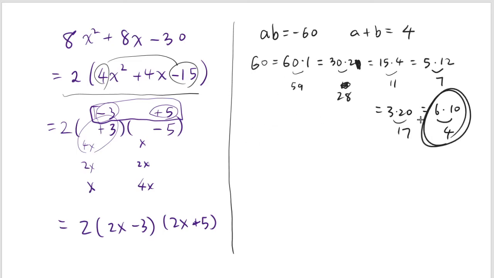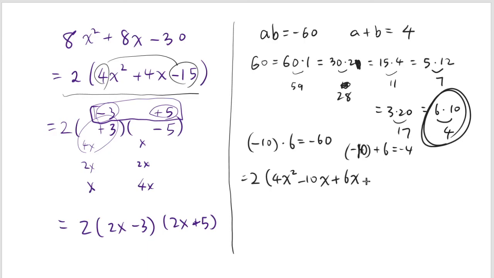Okay, once you've figured out the two numbers whose difference is 4 and product is negative 60, you should see that negative 10 times 6 is negative 60 and negative 10 plus 6 is negative 4. Okay, so once you figure this out, then the next step is to rewrite this as 2 times 4x squared, negative 10x plus 6x and then minus 15, right?